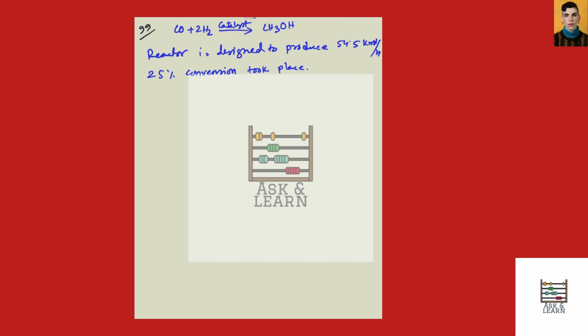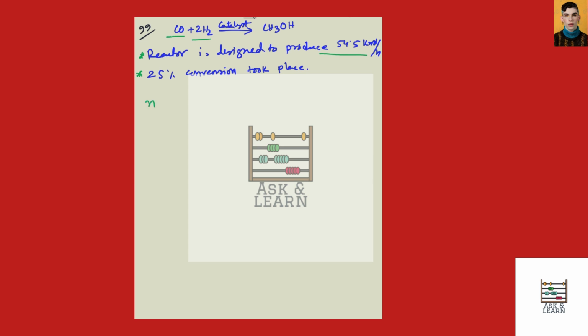Hey guys, let's do problem 99. In this problem, we need to calculate the volumetric flow rate of the gas and the required volume of catalyst bed. We know carbon monoxide and hydrogen react to give us methanol. In this problem, the reactor is designed to produce 54.5 kmol per hour of product, which is methanol, and 25% conversion took place.